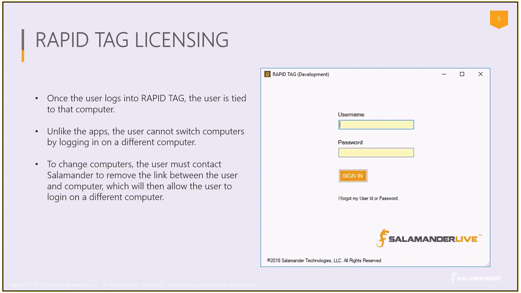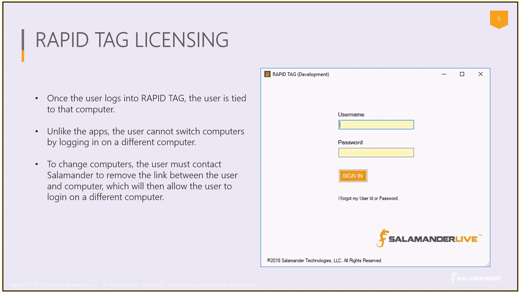So unlike the apps, unlike the PC version, the user cannot switch computers by logging in on a different computer. So in order to change computers, let's say for some reason this computer is broken, out of service, they need to switch computers. What they need to do is contact Salamander to remove that link between the user and computer, which will then allow that user to log in on a different computer.